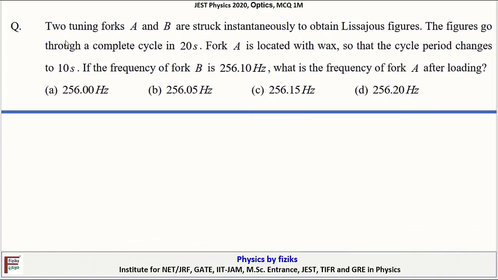We are discussing an MCQ 1 mark problem of optics from the JEST 2022 paper. Two forks A and B are struck instantaneously to obtain Lissajous figures. The figure goes through a complete cycle in 20 seconds. Fork A is loaded with wax so that the cycle period changes to 10 seconds. If the frequency of fork B is 256.10 Hz, what is the frequency of fork A after loading?